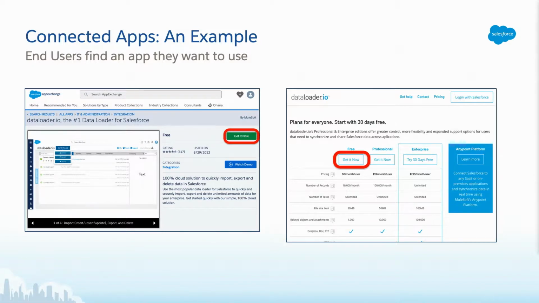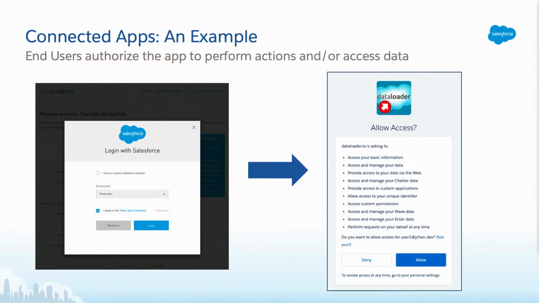So that's the screen on the left. Maybe you found that app through that app maker's website. Either way, it doesn't matter. What's important to you is you want to get that hooked up to your org so you can get your job done. So you click Get It Now. And what's going to happen is you're going to be asked to log in with your Salesforce username and password.